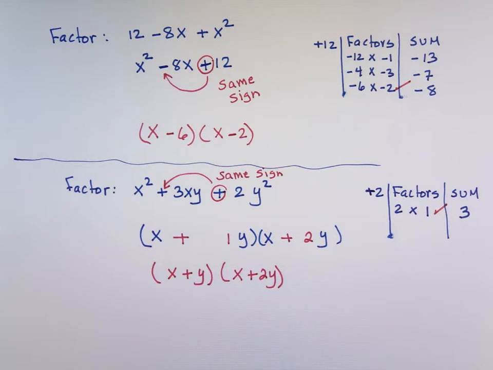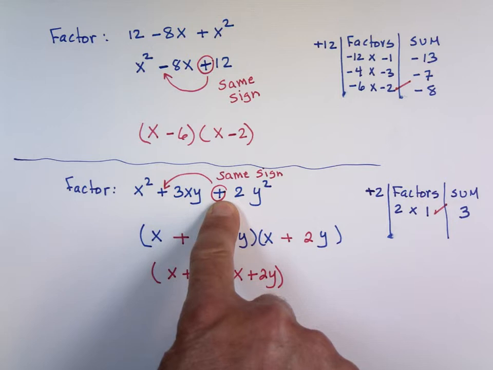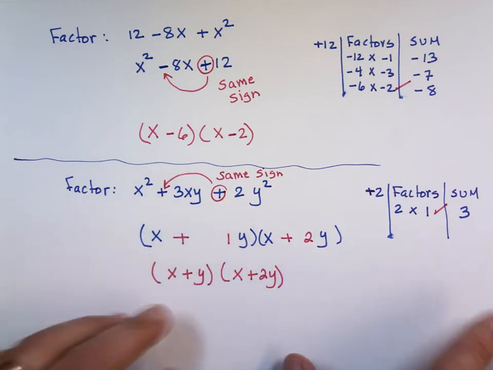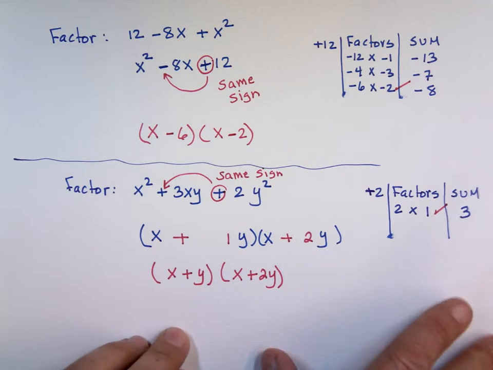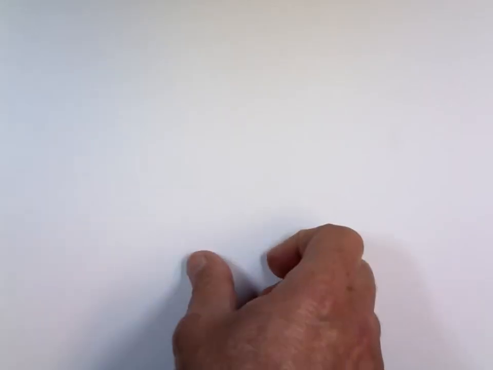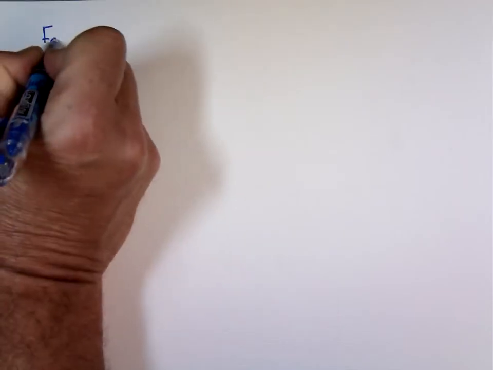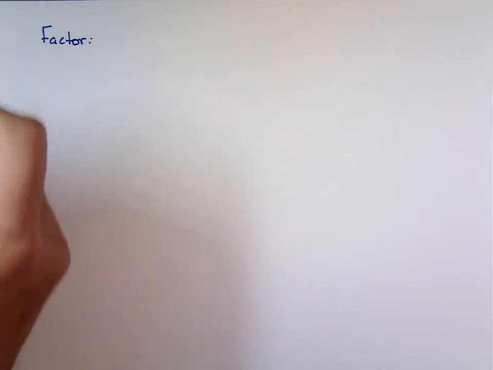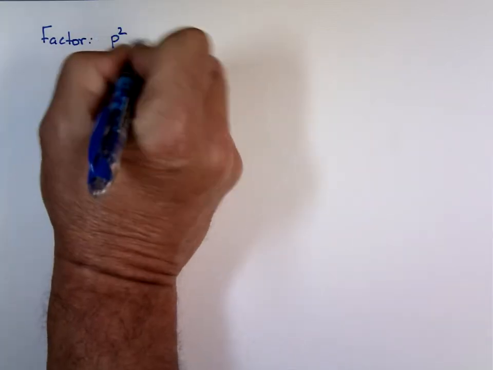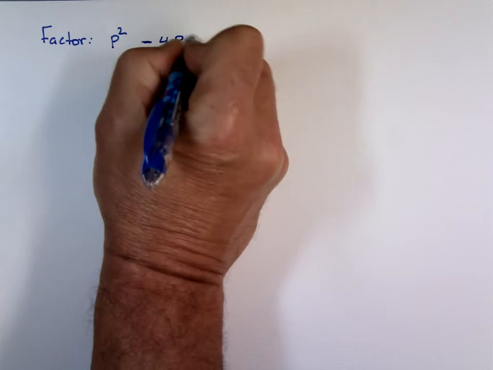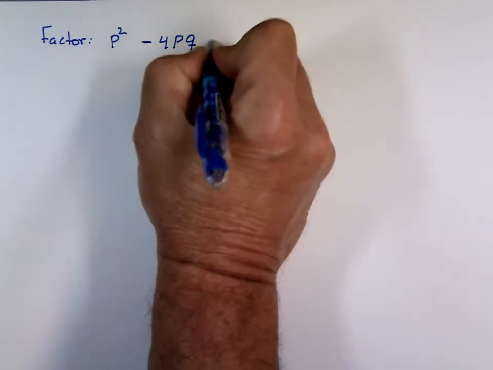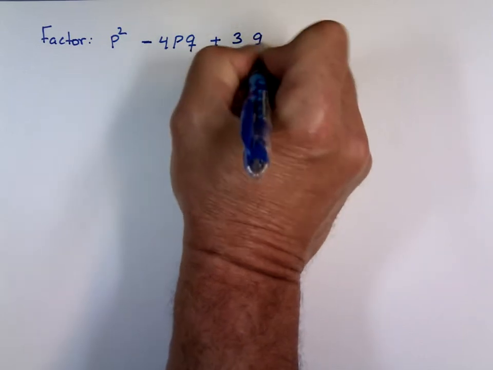Let's try another one, just like this one. And again, in every example we did so far, it was a plus here. The C was always positive. In a few minutes, we're going to switch that to a negative C. So factor p squared minus 4pq plus 3q squared.